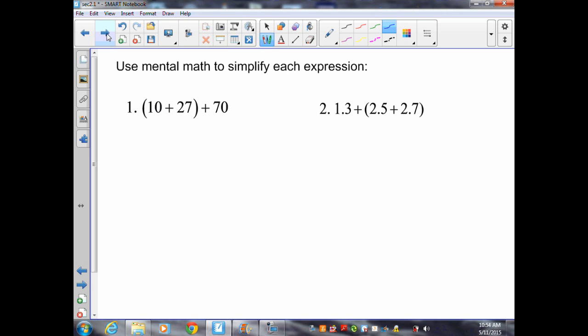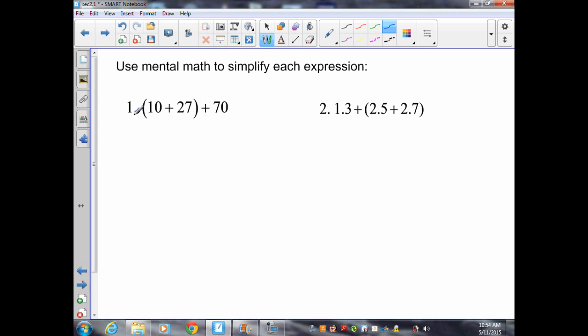Here it says, use mental math to simplify each expression. In that situation, we really don't want to write this down and change anything. We want to use our head. But I'm going to show you how I would write this down just so you can see what I'm doing to make this easier to add or multiply.